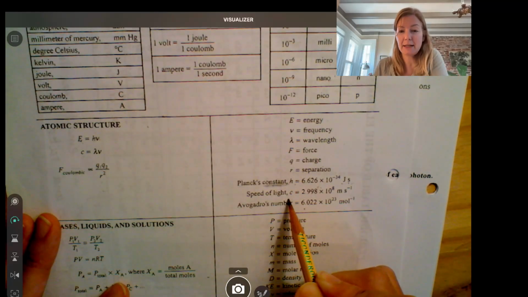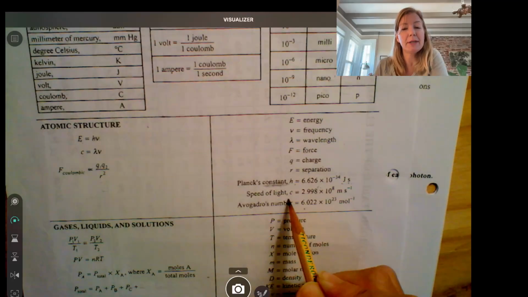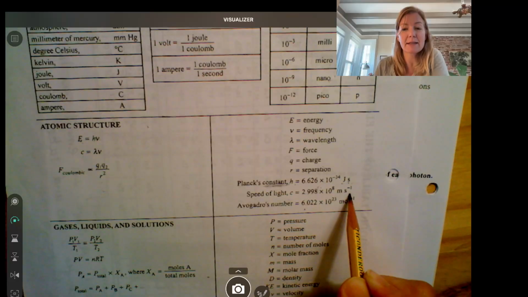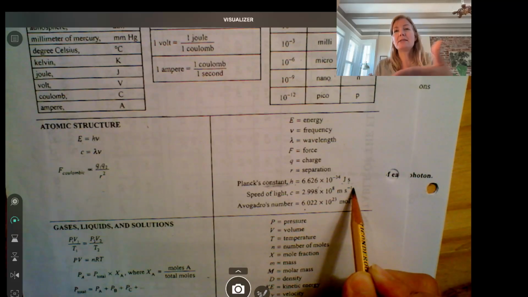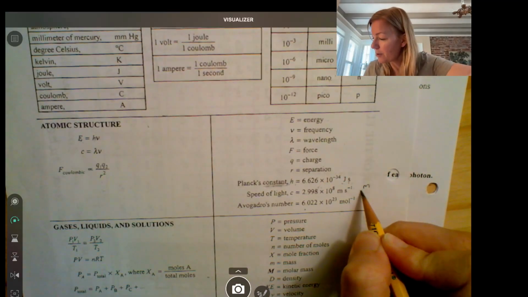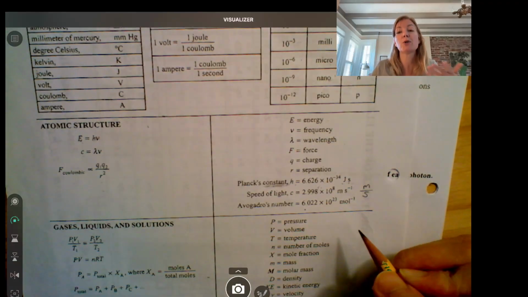All electromagnetic waves, not just visible light, but all electromagnetic waves, move at the same speed, okay? 2.998 times 10 to the 8th meters times seconds to the negative 1, or you could say meters times inverse seconds. Anything to the negative 1 means that it's in the denominator. So you could also think of this as meters over seconds or meters per second.